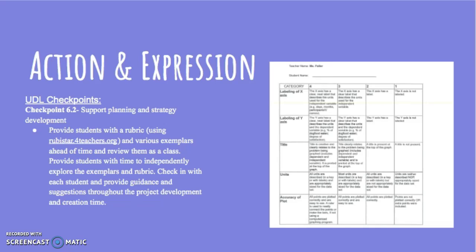For action and expression, you could utilize checkpoint 6.2 to support planning and strategy development. You could create a rubric through rubistarforteachers.org. This can allow students the opportunity to know what is expected of them, in addition to providing exemplars with the rubric so that students know what that quality standard that you're looking for does look like. This also helps students kind of plan to see where they're at and what they need to close that gap.